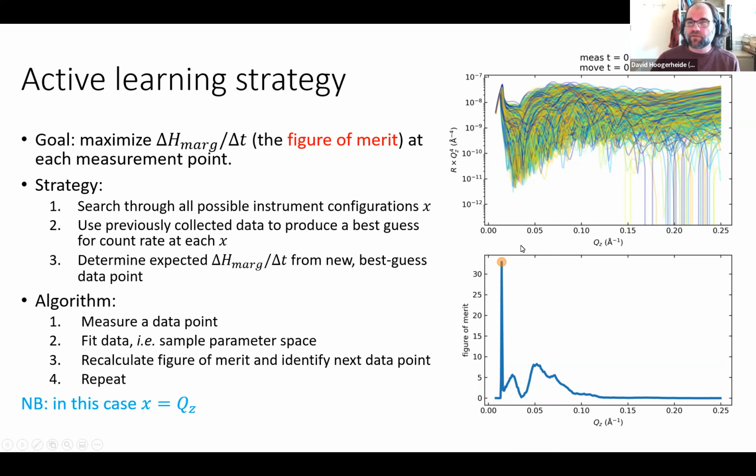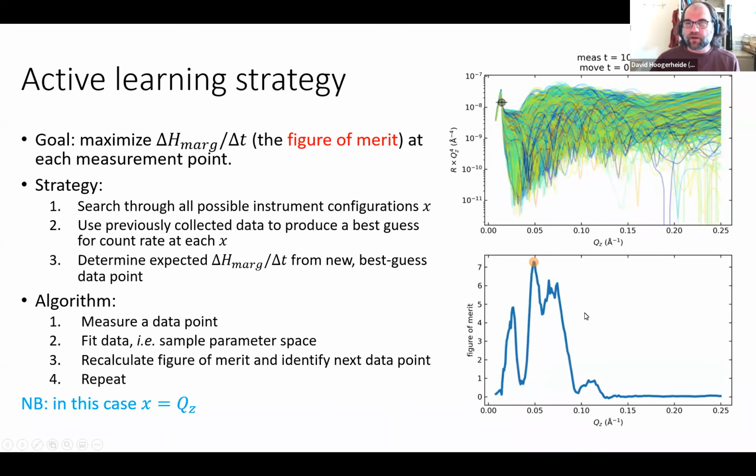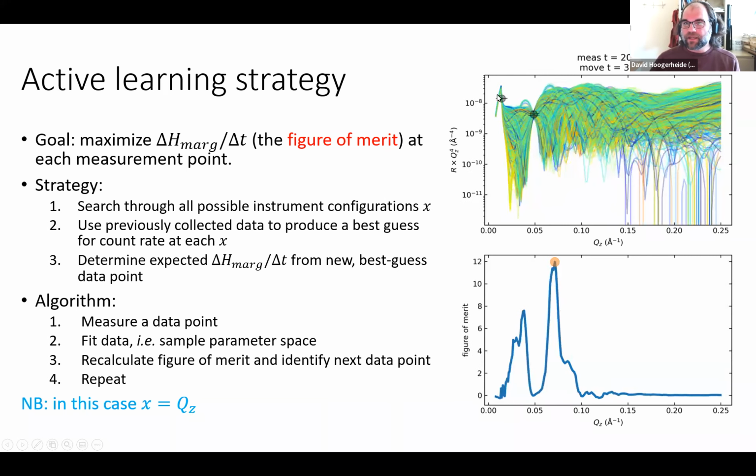Nonetheless, I can still calculate a figure of merit, and it says you should, and I'll talk about what that is, it says you should measure here. So you take a measurement there, then you recalculate the figure of merit. You shouldn't measure there again. You can see that it's strongly suppressed now because you already have data there. It says you should go measure over here. You go measure over there. And again, now you see that all the model curves go through this data point now that I've measured because I'm constraining the model. And now I have a new figure of merit and a new next point. So we're going to do that over and over again.